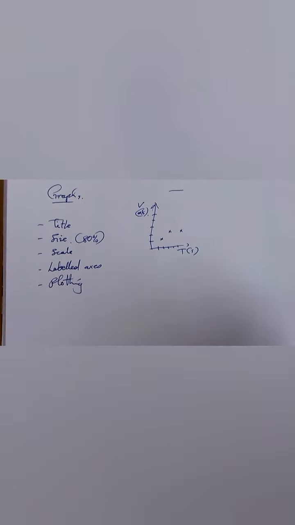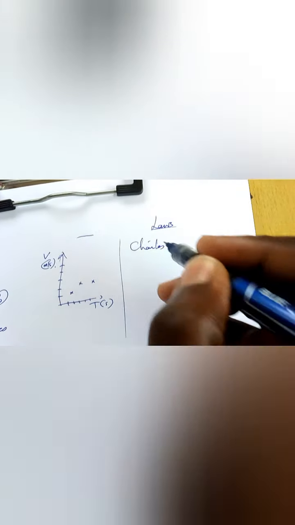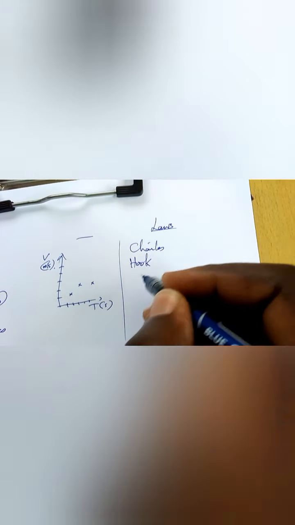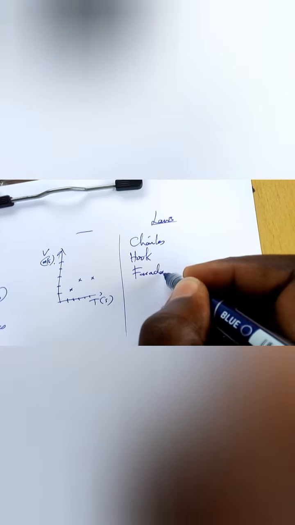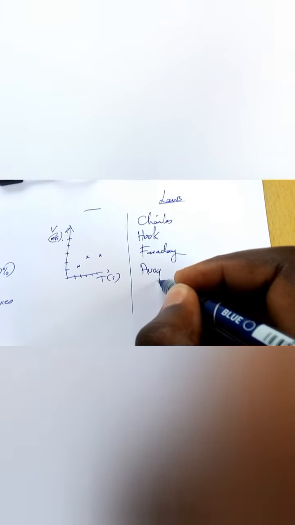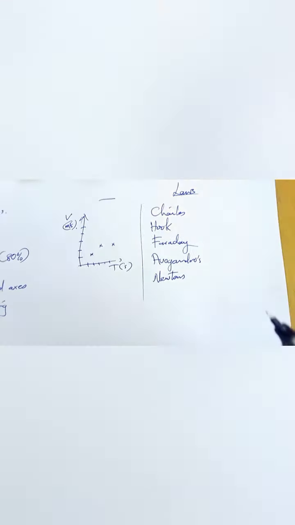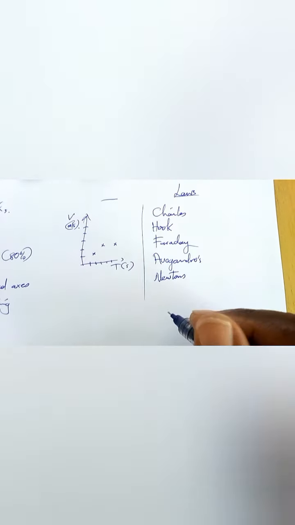So the next thing that people worry much about, or the things you should focus on again, apart from graphs, are simply laws. Try to go through the laws: Charles's law, Hooke's law, Faraday's law. Apart from that, you can check out Avogadro's law on gases, molar gases. You can even go to Newton's laws, the three laws. Check out as many laws as possible, Lenz's law, all those things.